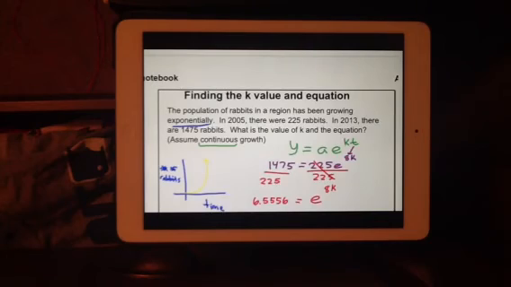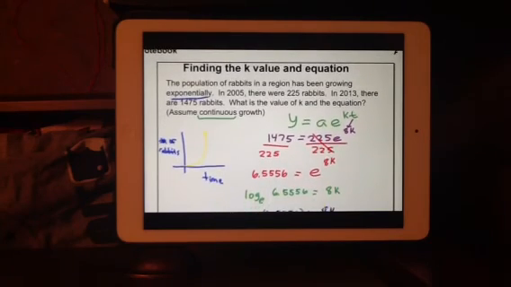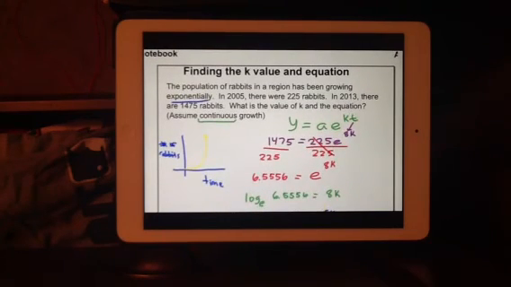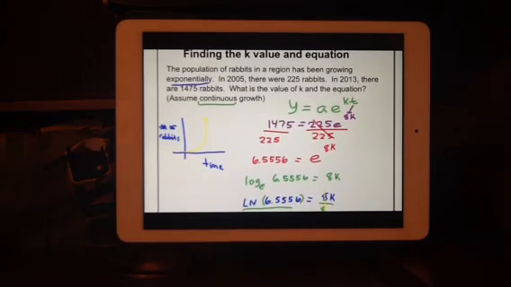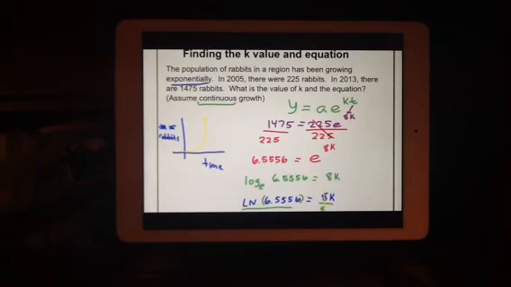So how do we solve for an exponent? We take the log of both sides, or we write it in log form. It's log base e of 6.5556 equals 8k. Remember, log form is big in this whole chapter. Anytime you're solving for an exponent, change to log form. That's really going to be the way to go. And if we remember log base e from last section, that's the natural log.